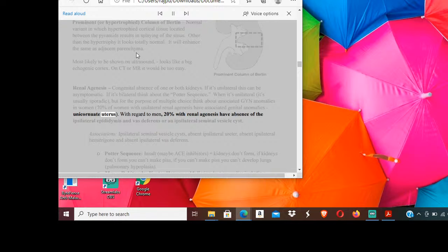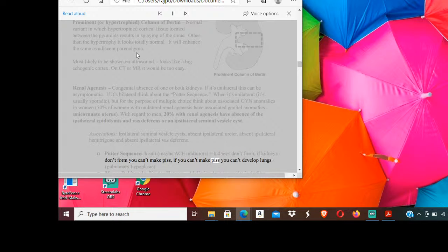Unicornuate uterus. With regard to men, 20% with renal agenesis have absence of the ipsilateral epididymis and vas deferens, or an ipsilateral seminal vesicle cyst. Associations: ipsilateral seminal vesicle cysts, absent ipsilateral ureter, absent ipsilateral hemitrigone, and absent ipsilateral vas deferens. Potter sequence, insult, maybe ACE inhibitors, equals kidneys don't form. If kidneys don't form, you can't make urine.